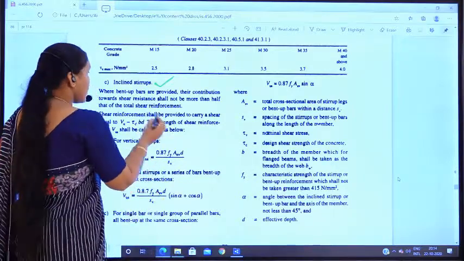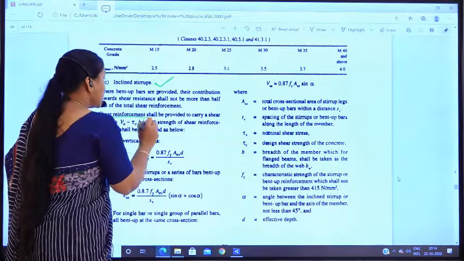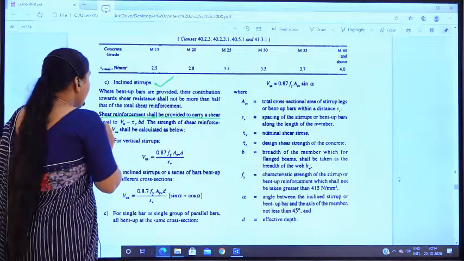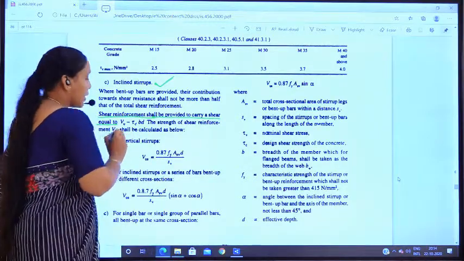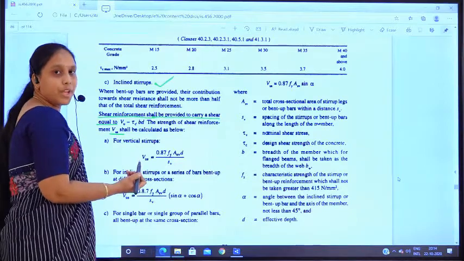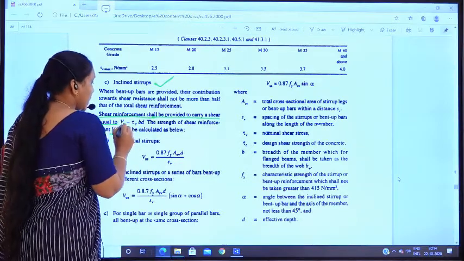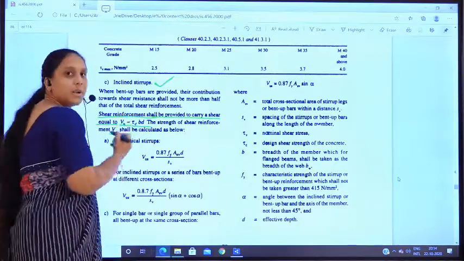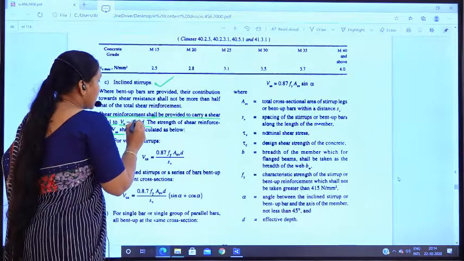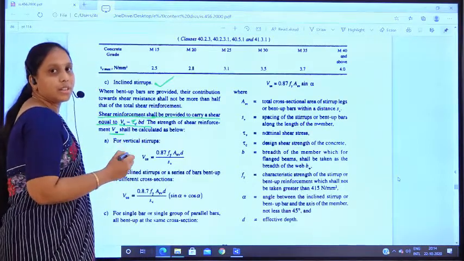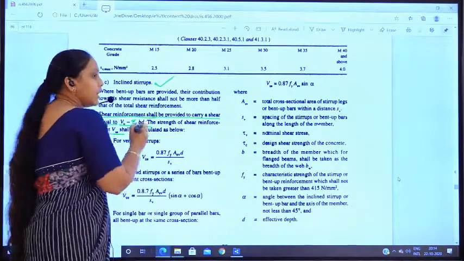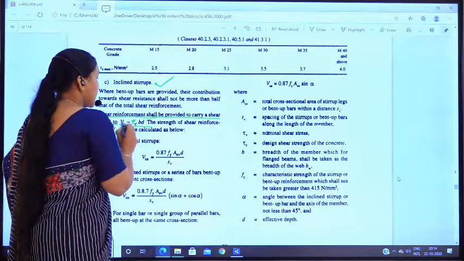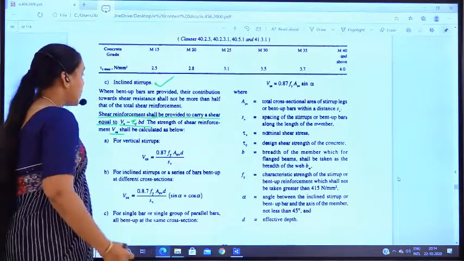So what we have to do is provide the shear reinforcement to carry a shear force of VUS. And how do you calculate this VUS? VUS can be calculated by using the equation VU minus tau C into BD, where VU is the shear force, tau C is the design strength of the concrete, B is the breadth of the beam, and D is the effective depth of the beam. So VUS can be calculated by using this particular equation.